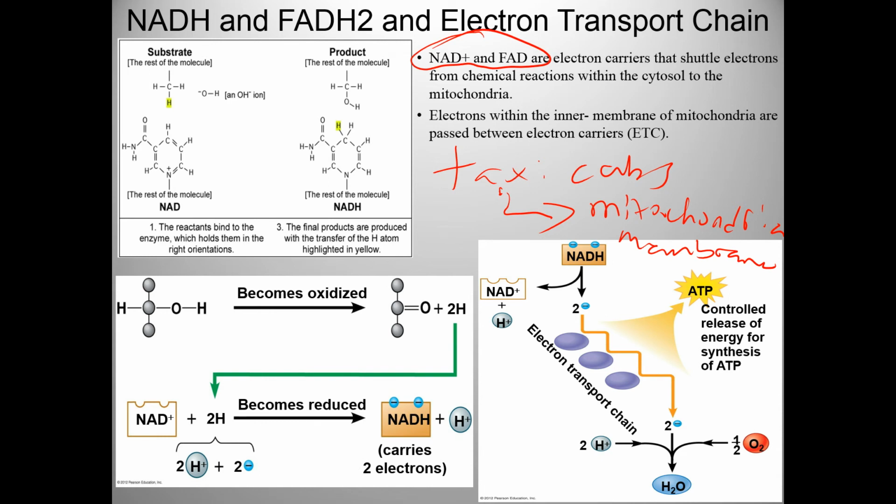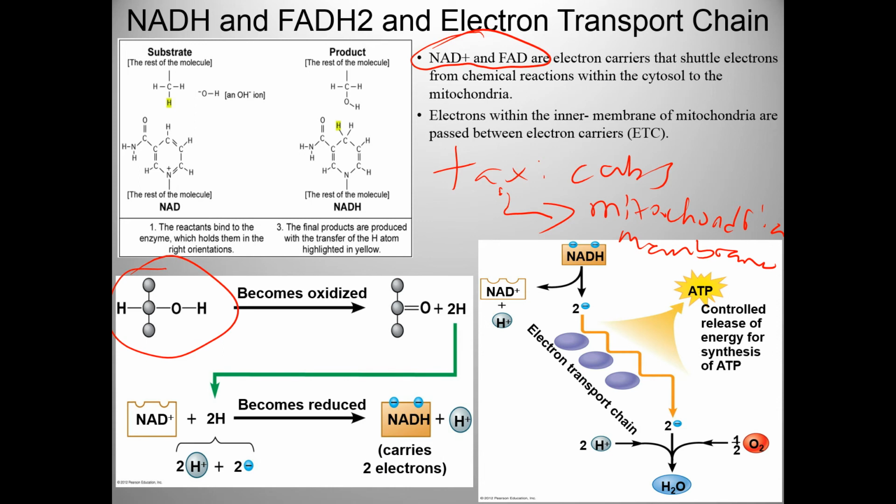So they basically take electrons, potential energy, from various intermediates of cellular respiration and transfer that stored potential energy of electrons to the mitochondrial membrane. Alright, so here we have an example of a molecule that has stored potential energy.